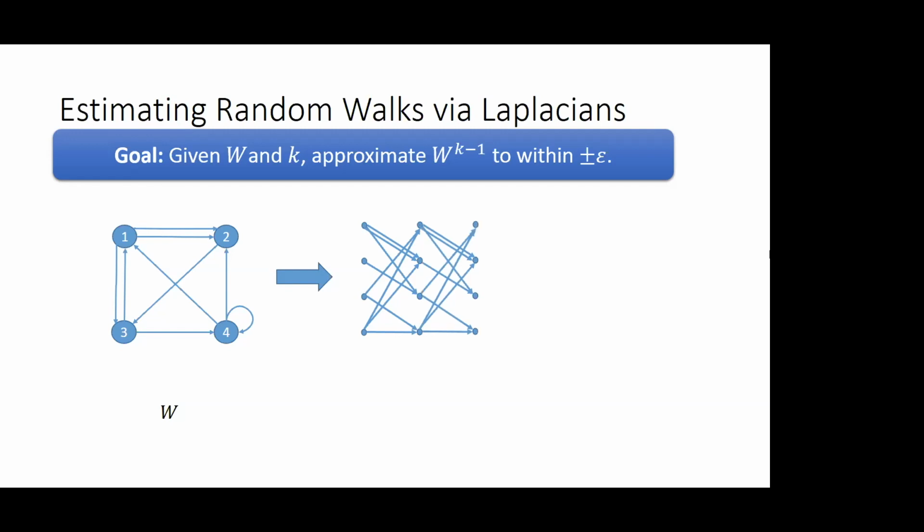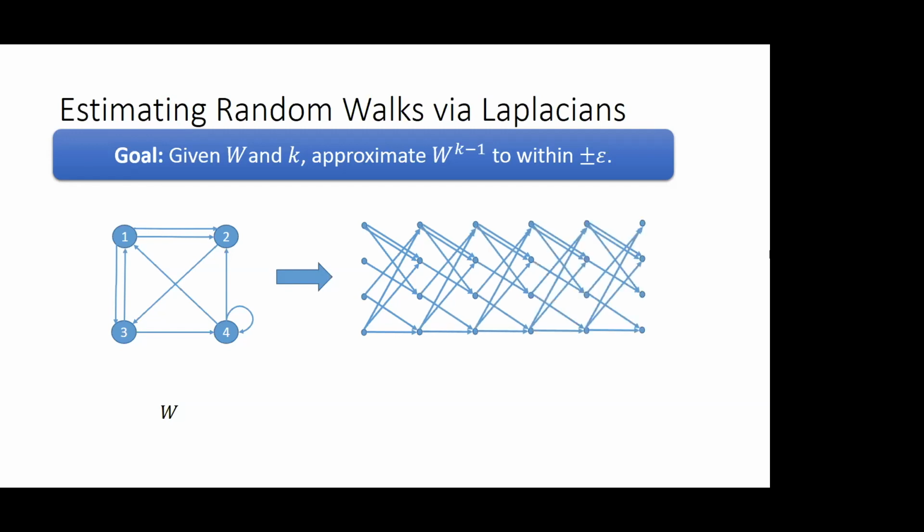And then we can just stack these bipartite graphs on top of each other. And this gives us a sequence of bipartite graphs. And now we've gone up many dimensions, K dimensions, where K is the number of times we've stacked. And we call this the path lifted graph.